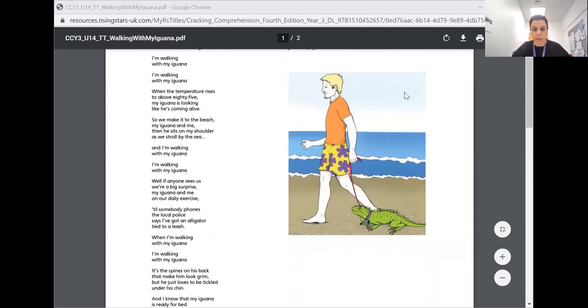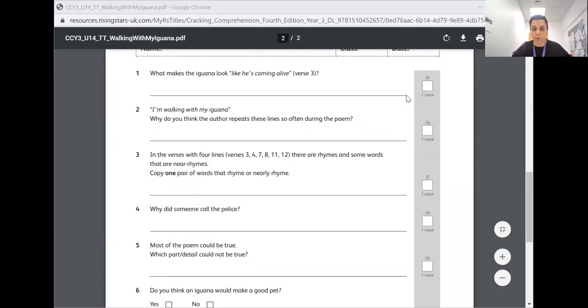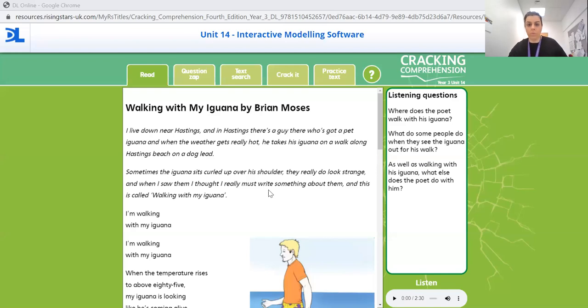So this is what the text looks like. And then at the bottom, you have got some questions as well. So I'm going to show it to you on a different piece of software today, so it's a bit clearer for you. Okay, so hopefully you can all see that.